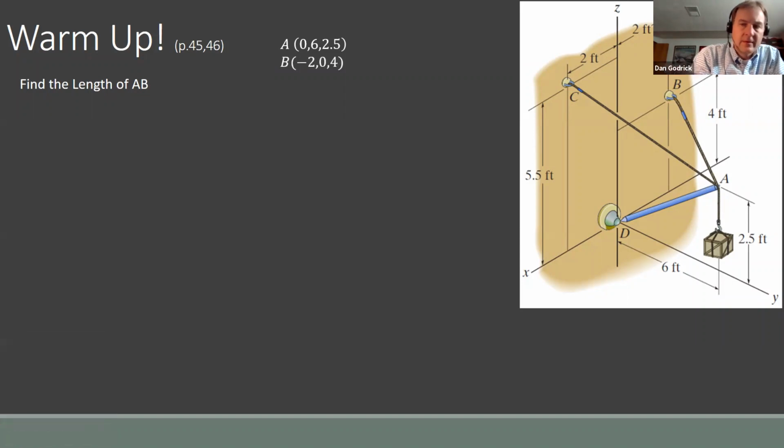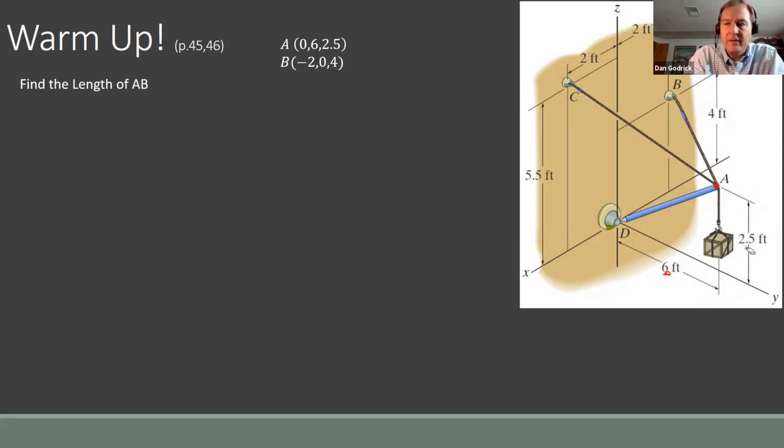Let's try that again. How do I find this length here? Well, if we know the point A, which is 0, 6, 2.5, and the point B, which is -2, 0, and 4, and if you can't see that, let's just go through it slow. So A, in the x direction, is at 0. In the y direction, A is at 6. And in the z direction, A is at 2.5 feet. And B is at -2 in the x, 0 in the y, it's along that x-axis there, and 4 in the z direction.